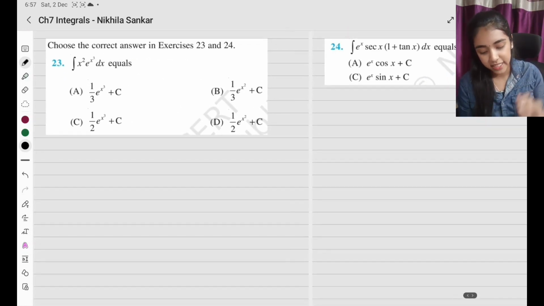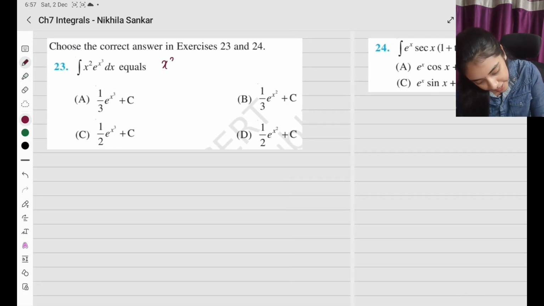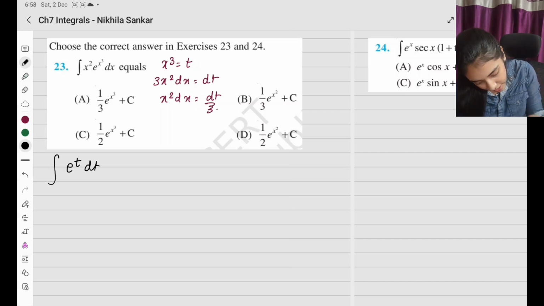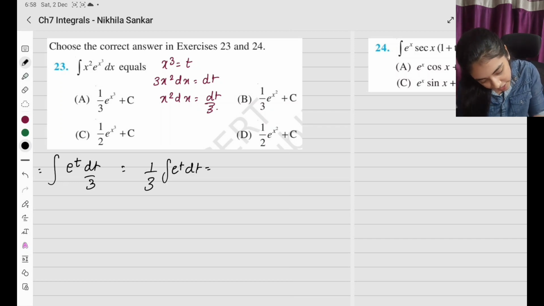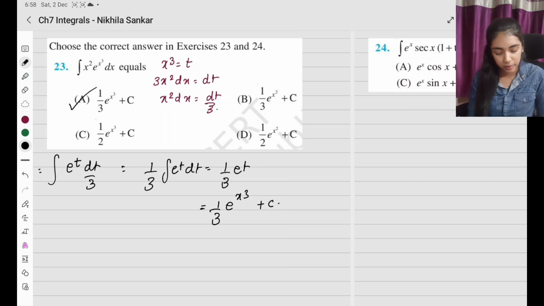Question number 23. x square e to the x cube. So what substitution am I going to do? I can take x cube to be t, 3x square dx equals dt, x square dx equals dt divided by 3. On substitution, my integral becomes x square dx is dt by 3, e to the t times dt by 3, which is 1 by 3 integral e to the t dt, which is simply 1 by 3 e to the t, which is 1 by 3 e to the x cube plus c. So which option? 1 by 3 e to the x cube plus c, option A.